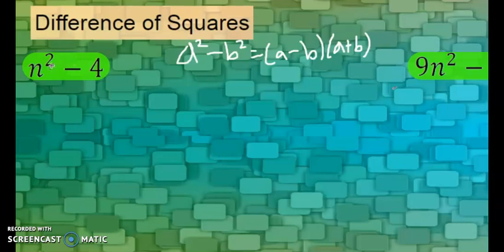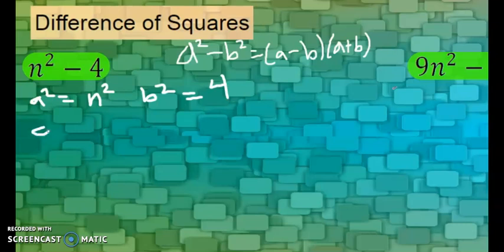Difference of squares. n squared minus 4. Let's recall our formula from before. a squared minus b squared equals parentheses a minus b times a plus b. First we want to identify what a squared is and what b squared is. a squared is the first term. We have n squared. b squared is the second term. That's 4.